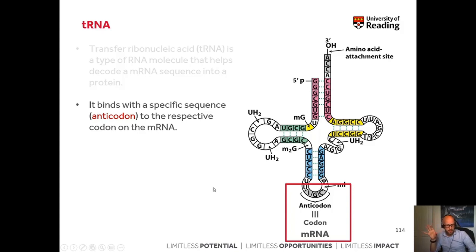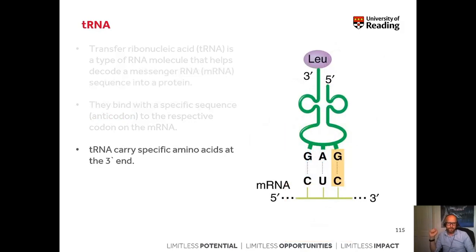Please keep in mind that this binding is dictated by the sequence of the bases here. So tRNAs can only bind to the complementary triplet on the mRNA. They also carry one specific amino acid at the 3' end, and this is quite obvious here. We have again our 5' end, 3' end, the anticodon which binds to the codon on the mRNA, and here we see an amino acid attached to this very tRNA. In this case, that's leucine.